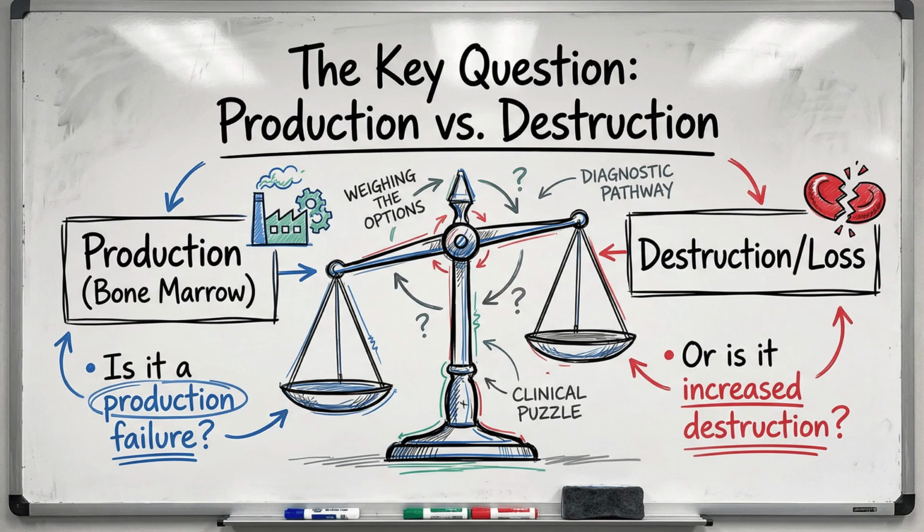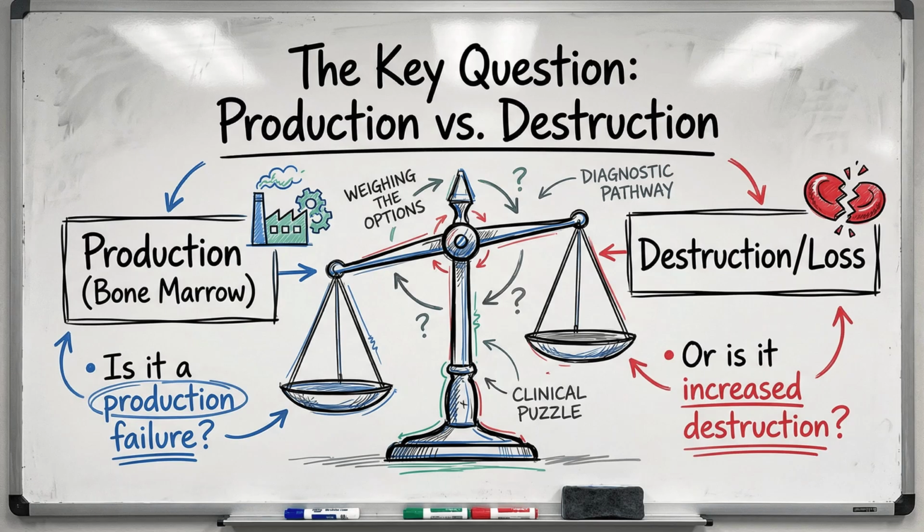Whenever you are faced with a patient who has anemia, meaning a low hemoglobin and hematocrit, the very first fundamental question you must always ask yourself is this: is this a problem with production, or is it a problem with destruction? Think of the bloodstream like a bathtub. If the water level is low, as in anemia, there are only two reasons why. Either the faucet is turned off, which is a production problem in the bone marrow, or the drain is wide open, which is destruction or blood loss.